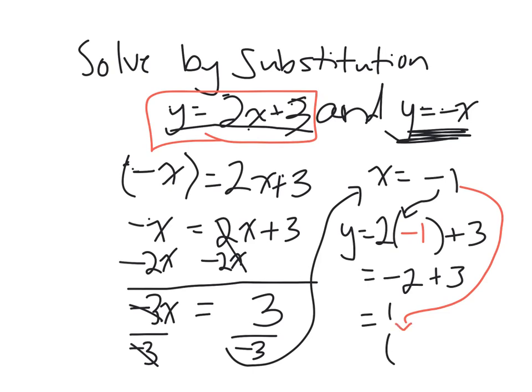So my final answer here is I take my negative 1 I found for x, and I put that down from my first point, because that's my x value of negative 1. And then I take my y value of positive 1, and I put it in right here. And my solution is negative 1, 1. And that's our solution to those two linear functions.